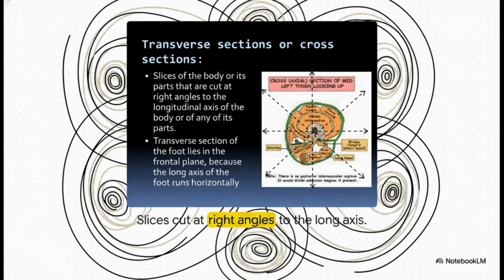These sections are slices of the body cut at right angles to the longitudinal axis. For example, right here you're seeing a cross-section of the mid-left thigh, looking upwards. You can clearly see that femur bone sitting right in the center, wrapped in muscle. This horizontal slice gives us this really incredible top-down or bottom-up view of the internal structures.